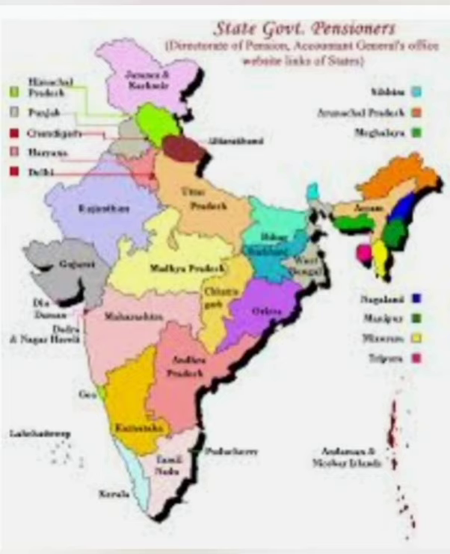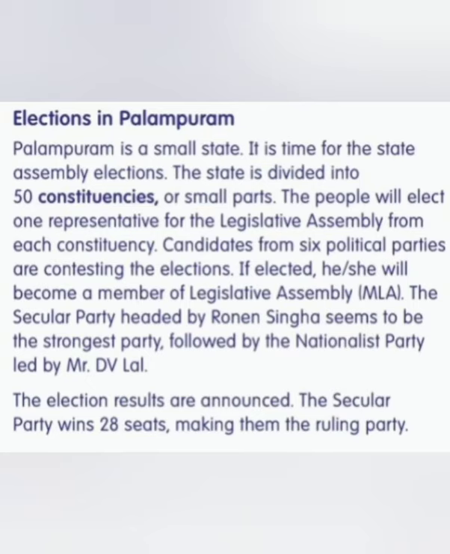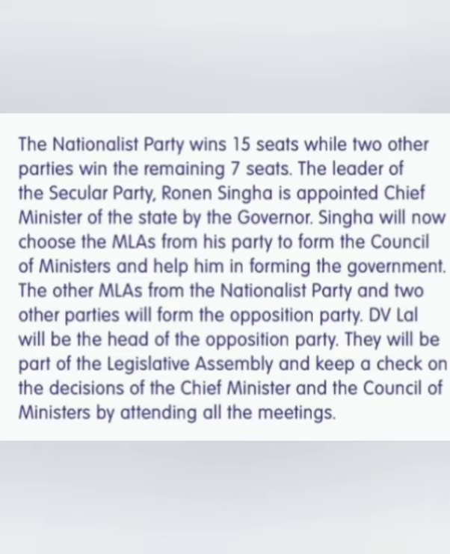So children, today we will learn about how the government is formed in a state. Please read the case study given in your content book, Elections in Palampuram, which is a small state. The people will elect one representative for the Legislative Assembly from each constituency. There are 50 constituencies. Read this case study. Based on this case study, I am going to discuss a few questions with you.